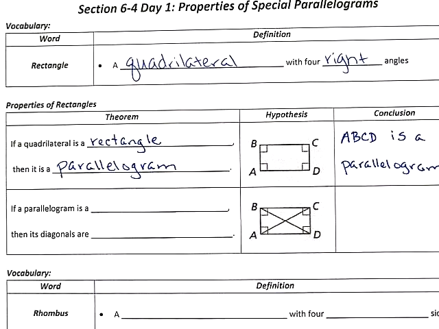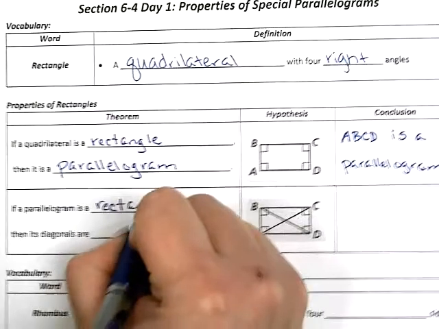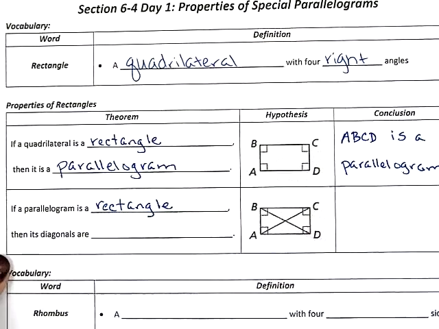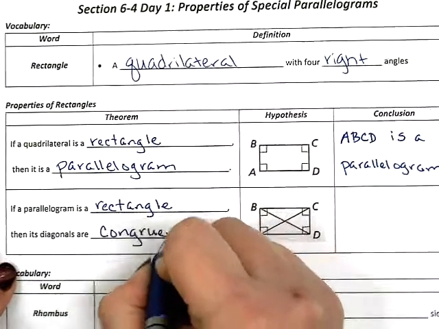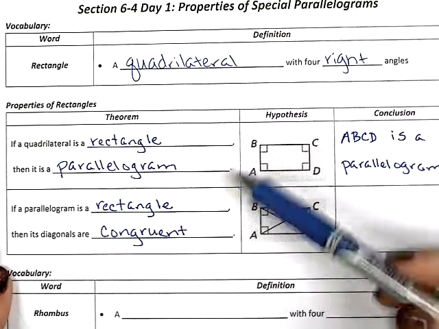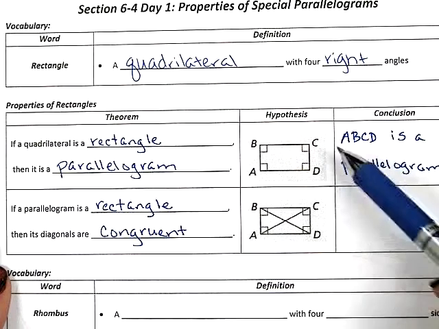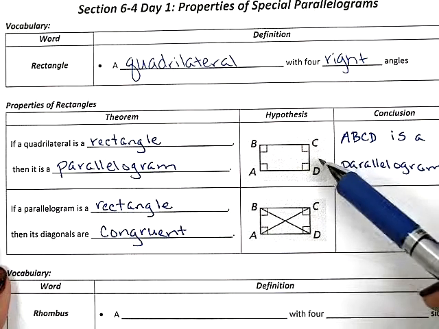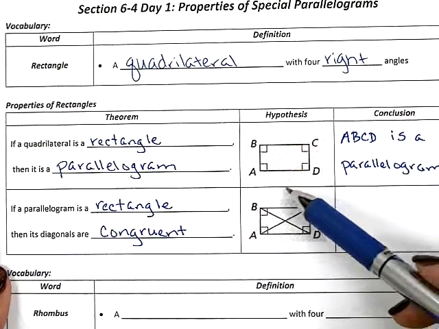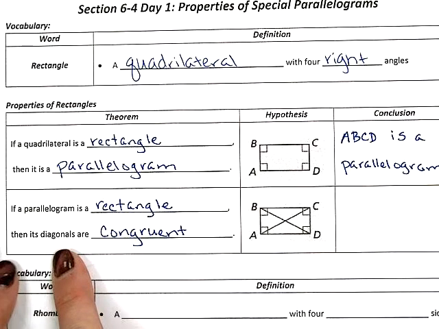Okay. Now, if a parallelogram is a rectangle, then its diagonals are congruent. Okay, so we said, hey, if it's a rectangle, we know it's a parallelogram, so that's cool. That means that this figure also has all those properties of a parallelogram that we talked about. Opposite sides congruent, opposite sides parallel, consecutive angles supplementary, all that good stuff. Well, now we're taking it one step further, and we're saying, hey, if we've got this rectangle, then the diagonals are congruent to each other.